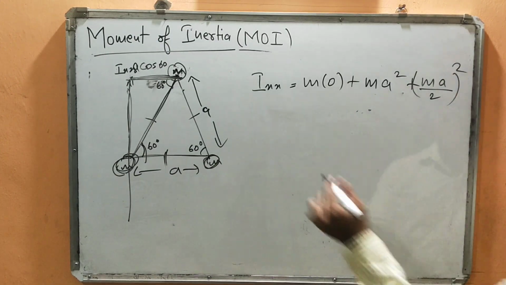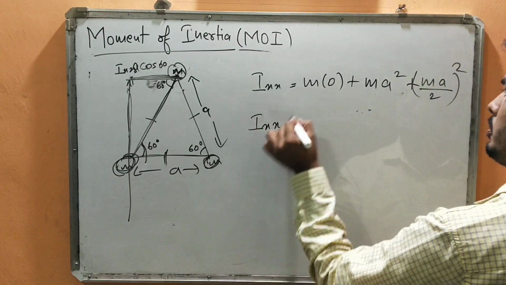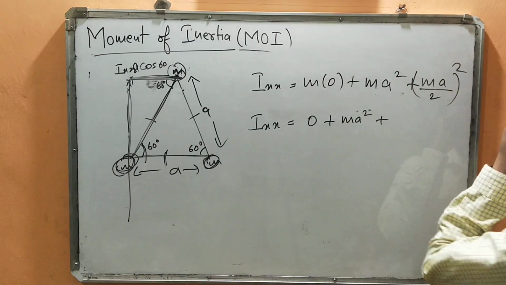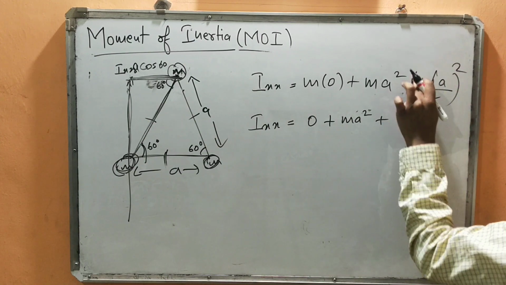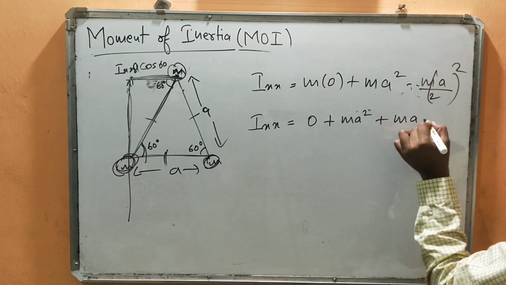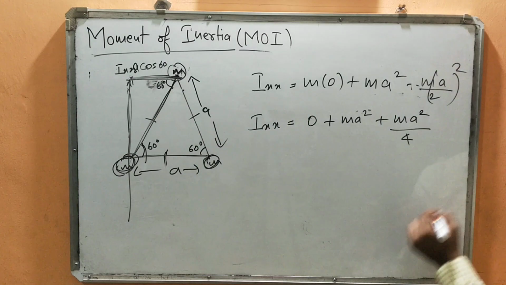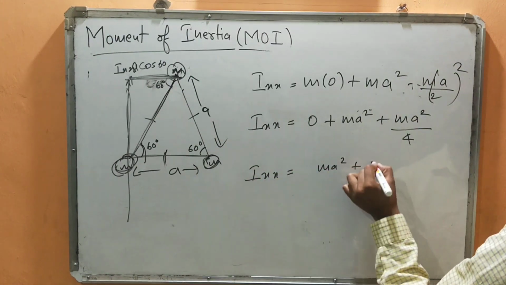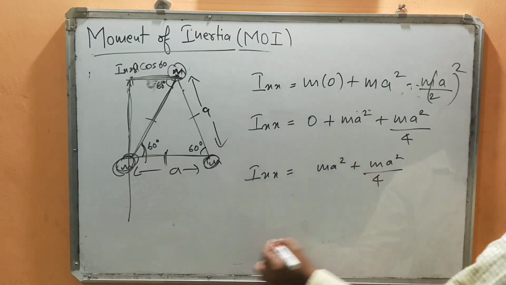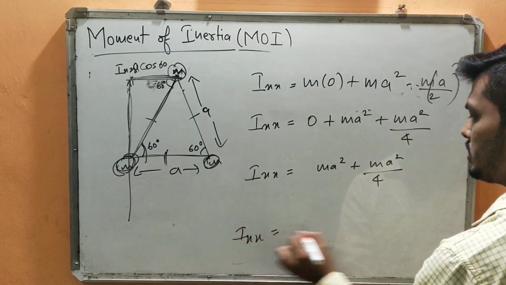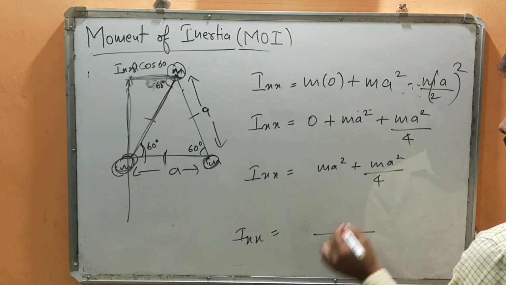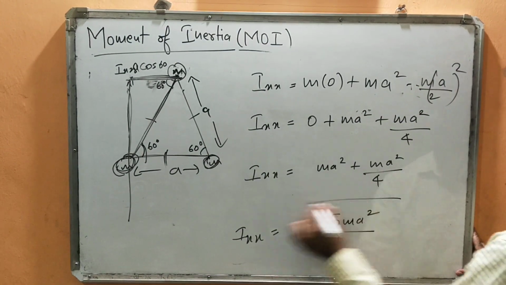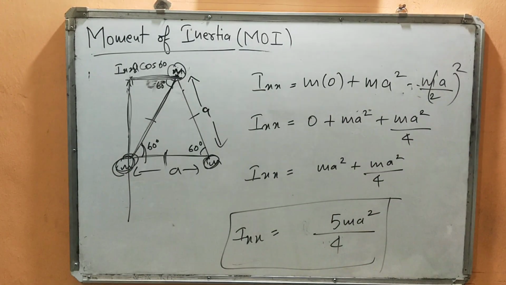So now solve this. Ixx will be what? M into 0 will be 0. Ma square plus m times (A by 2) whole square. So this will be what? Ma square by 2 square will be 4. So Ixx will be what? Ma square plus ma square by 4. Take the LCM. LCM will be 4, and multiply here: 4 ma square plus 1 ma square will be 5 times ma square by 4. So this is the moment of inertia of this one.